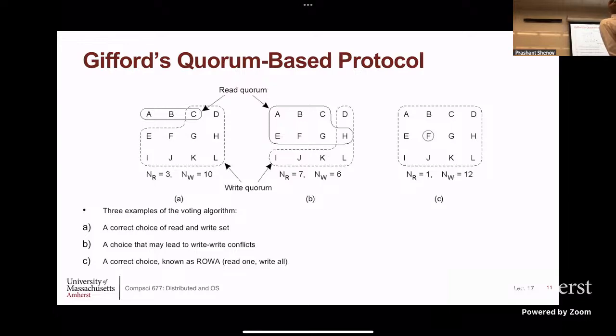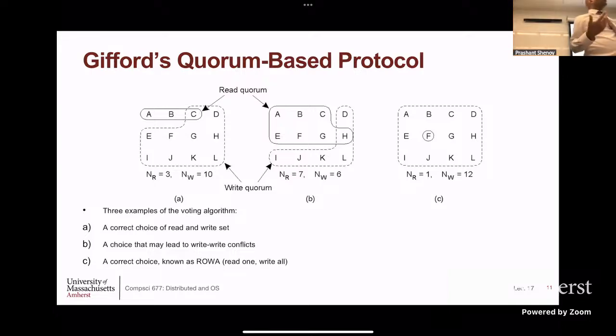Is that clear? Okay. All right. So that's Gifford's quorum-based protocol, the first time we actually came to a protocol that involved voting and agreement. We are actually voting on A, B, C. In that first example, we are voting on whether the read is going to succeed. Are these the same file version numbers and things like that?